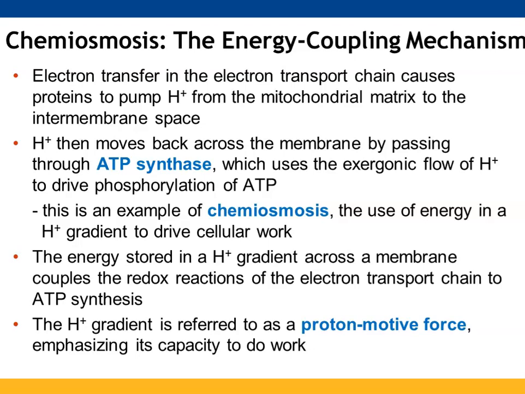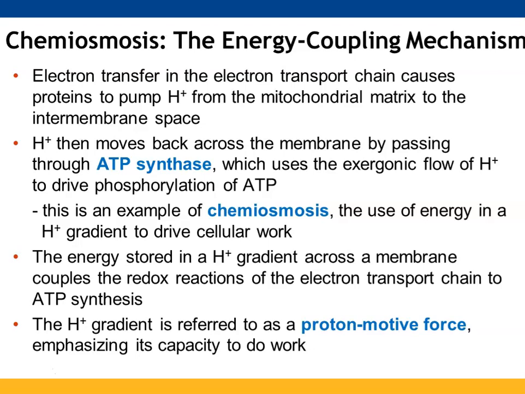Well, when the electrons are transferred, the energy that's released is able to help move hydrogens from the mitochondrial matrix to the space between the two membranes, the inner membrane and the outer membrane. So active transport, they're able to help push them through. But the hydrogen doesn't want to stay out there. It's going to diffuse along its concentration gradient back through the membrane.